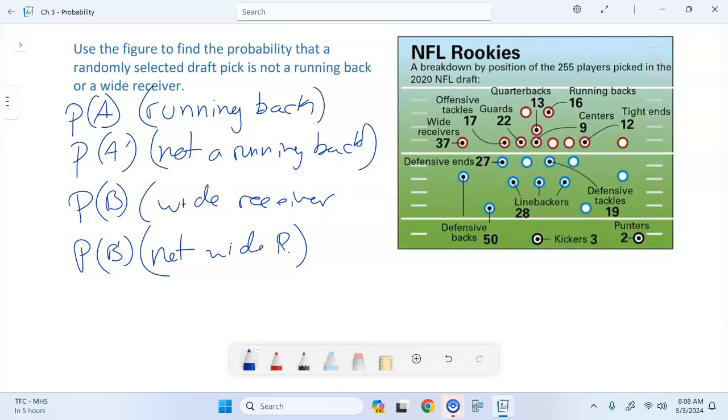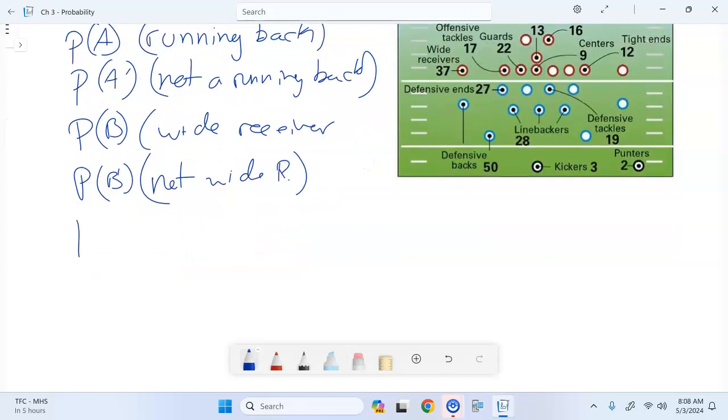So we're going to do our probability rule. What we can do is find the probability of event A or B and then just find the complement, because it's easier to find the probability of event A, that they are a running back, and the probability of event B, that they are a wide receiver, and then find the complement of that. So we're going to do 1 minus the probability of event A or the probability of event B.